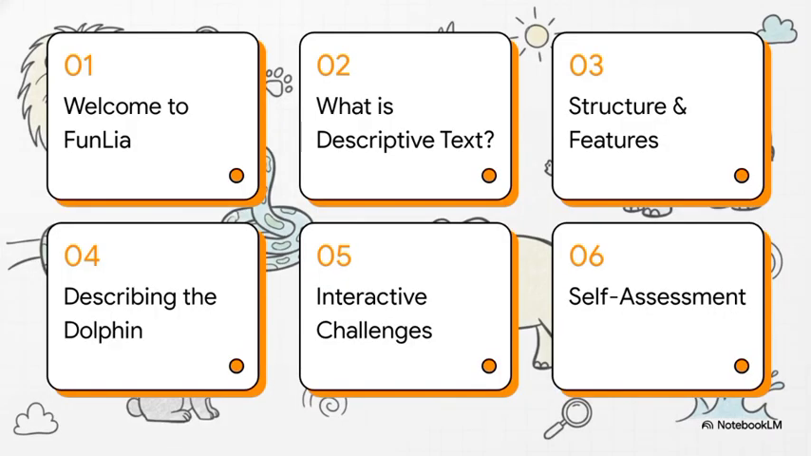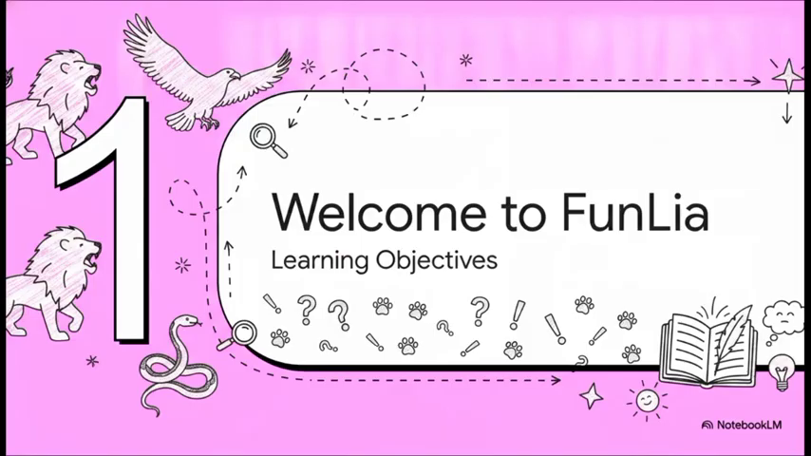All right, here is our quick learning map for today. 1. Welcome to Funlia. 2. What is descriptive text? 3. Structure and language features. 4. Describing the dolphin. 5. Interactive animal challenges. And 6. Reflection and self-assessment. Welcome to Funlia. Let's just briefly run through our learning objectives. Today is really all about building up your confidence so you can identify animals, totally understand descriptive texts, and use adjectives correctly to conquer our fun challenges later on.